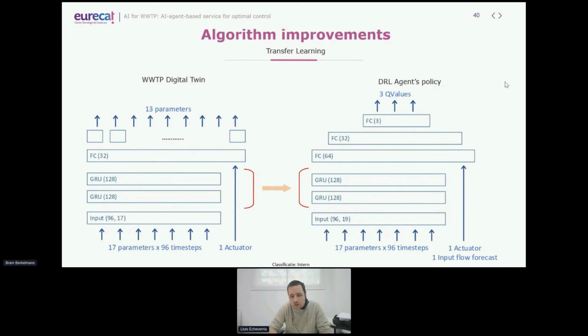Because the digital twin is already trained and was implemented through a recurrent neural network, we can extract the bottom layers of this deep neural network, in this case the recurrent layers, those layers that process the temporal data, and put them directly into the agent's policy neural network. So what we are doing is transferring this knowledge from the digital twin to the agent, thus simplifying the training and reducing the computational times. These layers will not be modified.